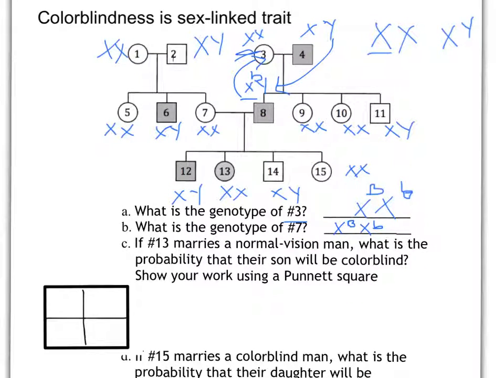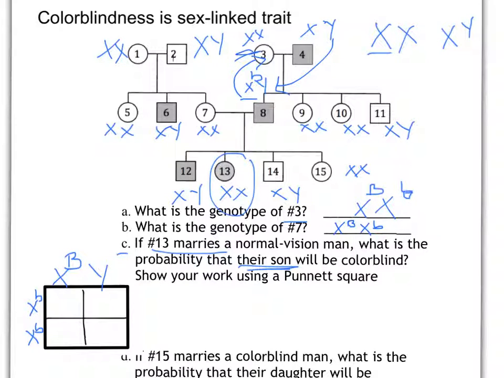So now we move on to part C. If number 13's right here, marries a normal vision man, what is the probability that their son will be colorblind? So normal vision man is going to be XY. So normal vision, he's going to have the dominant allele, and then the wife is going to be here, and she has 2 of the recessive alleles, because she is colorblind.